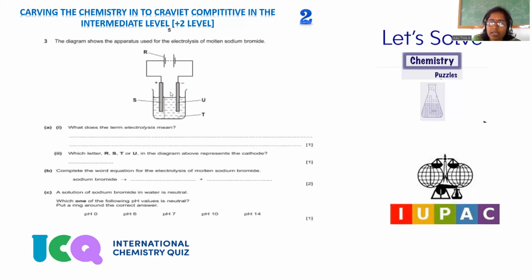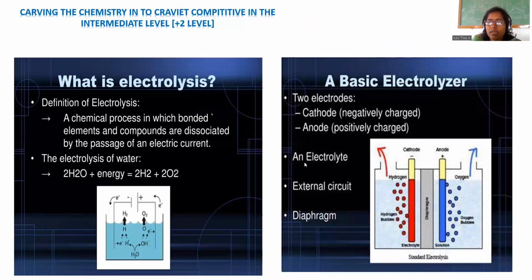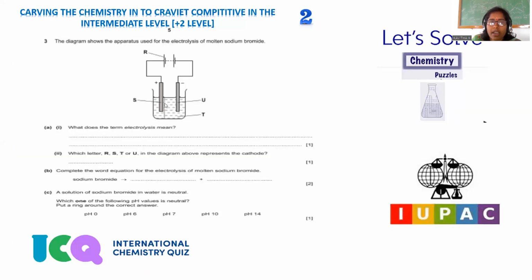Let's label all the remaining also. S is the positively charged electrode. The positively charged electrode is called the anode, so S denotes the anodic electrode. U is the cathodic electrode, and T is the electrolyte here, in which solution the two electrodes are dipped. That is called the electrolytic solution. So the correct answer for question number A2 will be U, the cathodic electrode. Right. Let's move on to the next question.